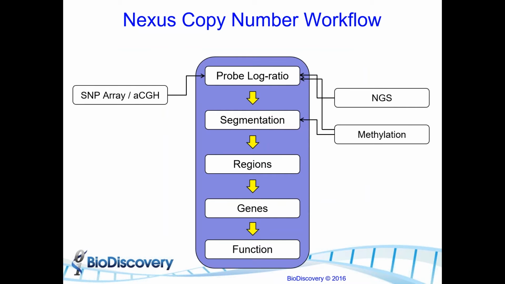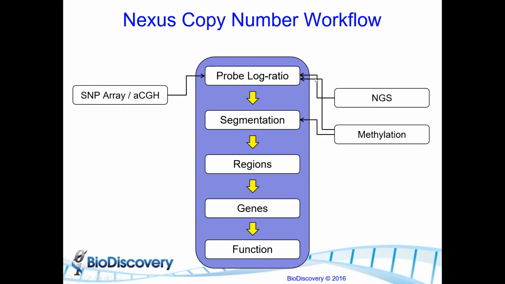So the basic workflow is going to be as follows. For our SNP array or array CGH, we are going to be loading in our raw data at the level of a probe log ratio value. So all of the probes are going to be loaded in individually, and we'll have log ratios for each of these values. It's the rawest data that we can get to upload into Nexus Copy Number.